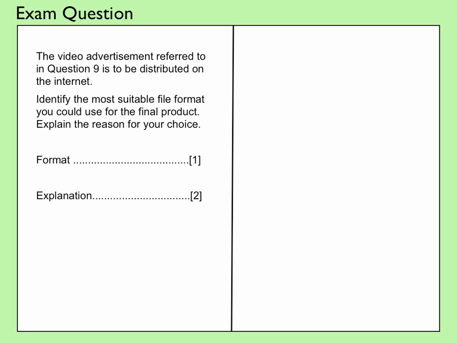So exam questions. The video advertisement referred to in question 9 is to be distributed on the internet. So it's for the sports company that are making a video. Identify the most suitable file format you could use for the final product. Explain your reason for your choice. So you're making a video, you're putting it online. What file format are you going to choose? That's 1 mark, so that's obviously going to be a file type. And your explanation. So what it is and why.